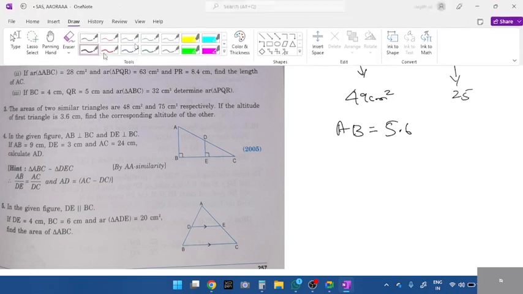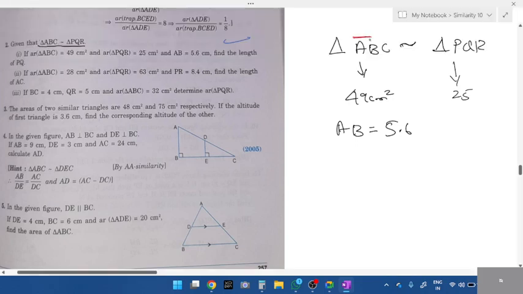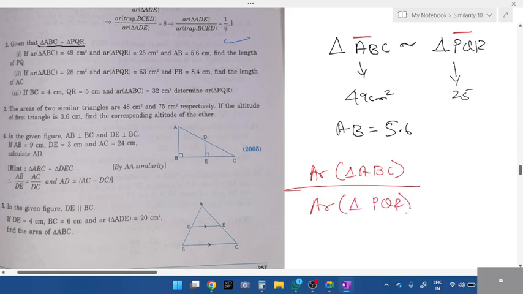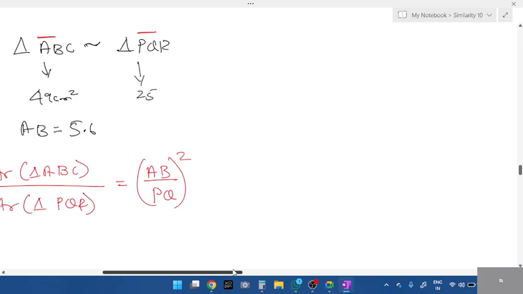5.6. See, when it comes to similarity, this is how we have to write. AB. Where is AB? The first two letters, right? On the right hand side, what are the first two letters we have? P and Q. So when you have area, if they have asked us to find PQ, write like this. Area of triangle ABC, take the first triangle, divided by area of triangle PQR. Take any one side. They have already given one side. AB divided by, what's the other side you have to take? Respond, all of you, PQ. And this we have to square. Is it clear?